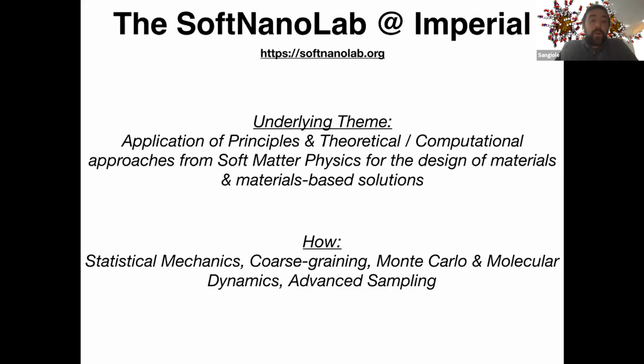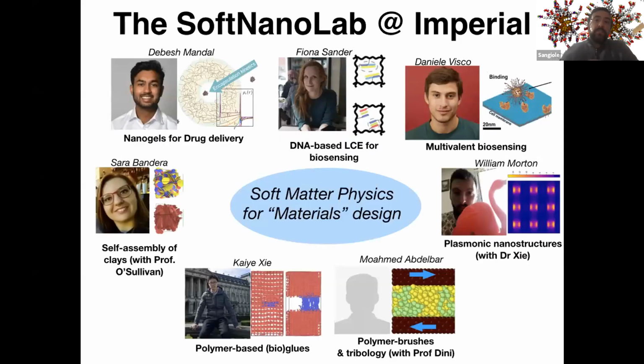are somehow all a subset of what I would say is applied statistical mechanics. So we do quite a lot of work on coarse graining. We use Monte Carlo and molecular dynamics in very different flavors. In some cases we also develop specific Monte Carlo algorithms for sampling. And the use of advanced sampling techniques is also something that is used quite a lot within my group. So just to give you an idea of a few of the projects that we are running.